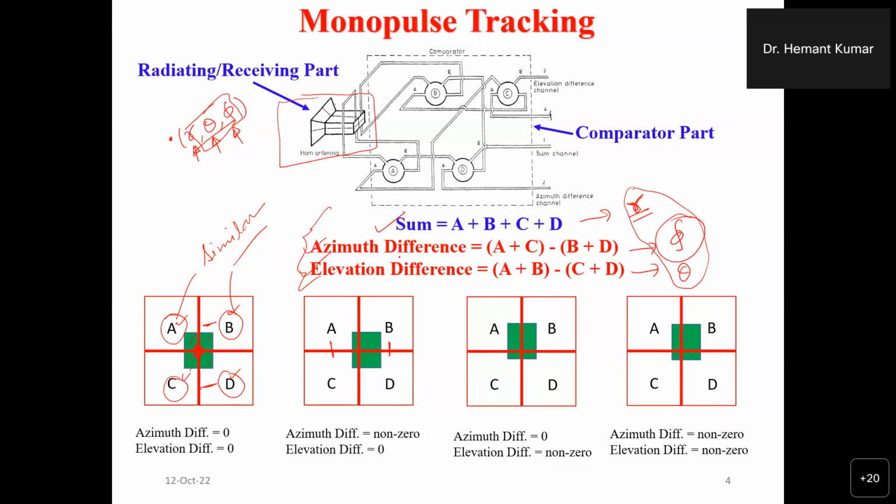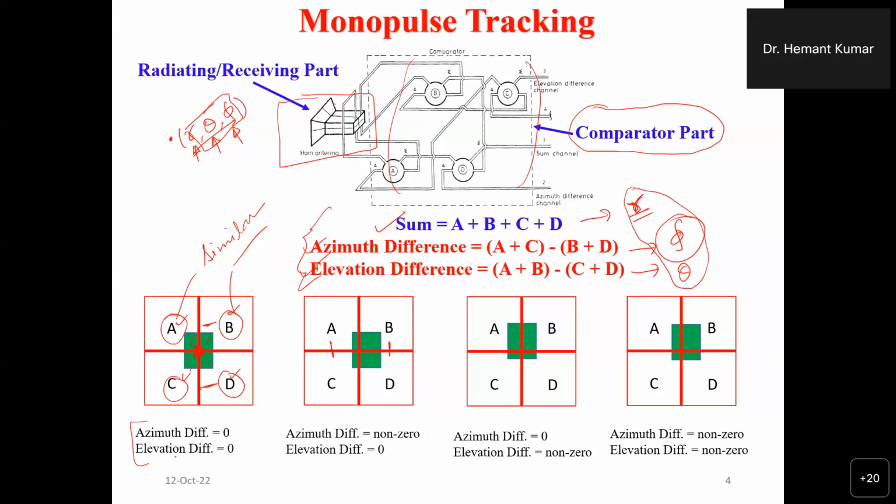These azimuth difference, elevation difference, and sum can be calculated using the comparator. So this process is done by the monopulse comparator. This monopulse comparator is nothing but a sum and difference network. I will discuss the whole monopulse comparator in the following slides. But before that, let me tell you about the principle, how it is working.